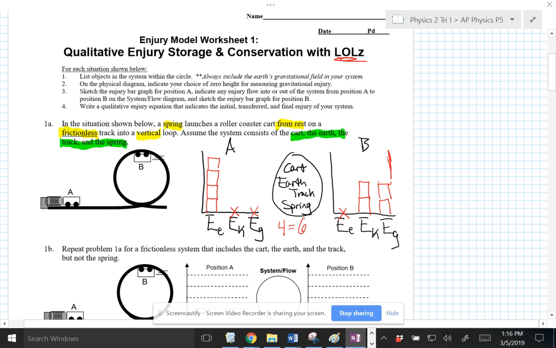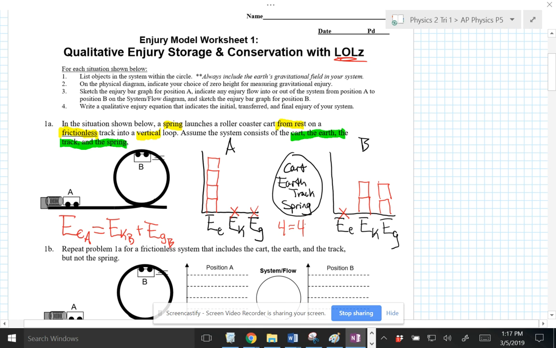All right, so we're going to do this. Oops, not going to do that. We're going to do this. All right, and then you got to write your, okay, now we're happy because 4 equals 4, but we need to write that as a qualitative conservation of injury statement. And so the way that goes is I'm going to say E sub A equals E sub K sub B plus E sub G sub B, okay? So the injury that we had at position A equals the injury that we have at position B. None of it went in or went out.